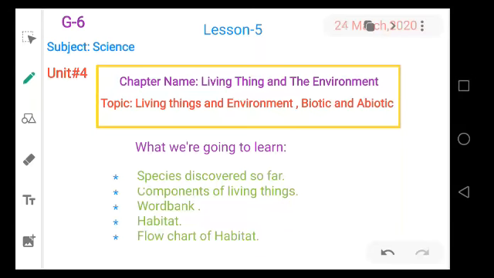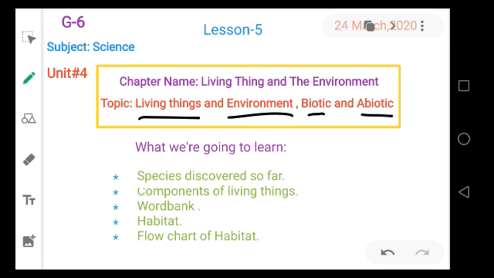Today we're going to start a new chapter, which is unit number 4, and the chapter name is Living Thing and Environment. Today's topic is Living Thing and Environment, the same as the chapter name, but we're going to discuss biotic and abiotic too in this chapter.